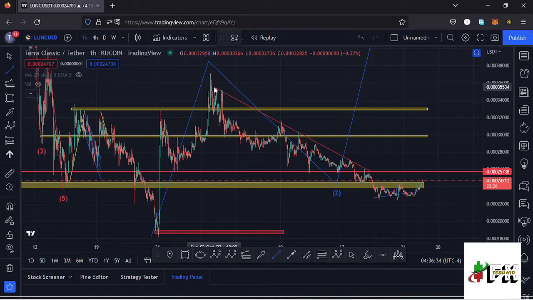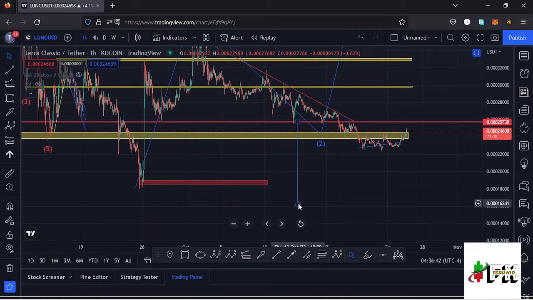And the target area for that breakout is the height of the triangle. So using a trend line, we can get that height and then place it down here to give us a minimum target area to the lower side, back to around the $0.00016 mark. So that is the minimum that I expect that breakout to take us to.